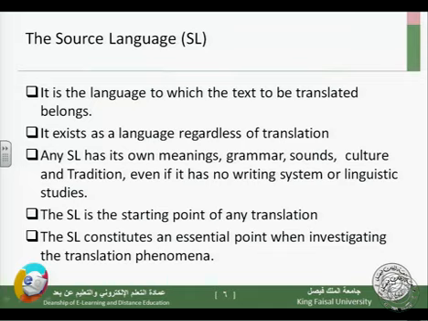It is the language to which the text to be translated belongs. The source language exists as a language regardless of translation. Now, regardless of translation, the source language is there. Arabic is there, English is there, whether we translate from it or not. Any source language, whether Arabic, English, French, or Chinese, or whatever, has its own meanings, grammar, sounds, culture, tradition, even if it doesn't have a writing system or linguistic studies.